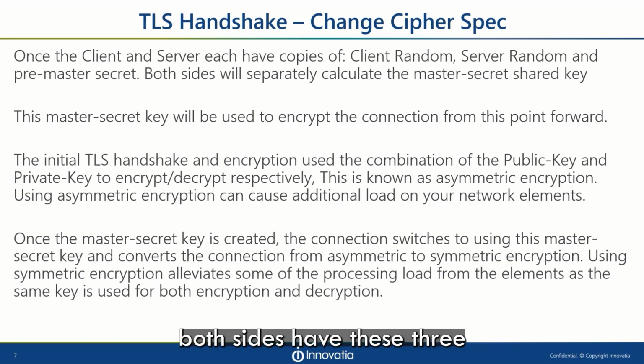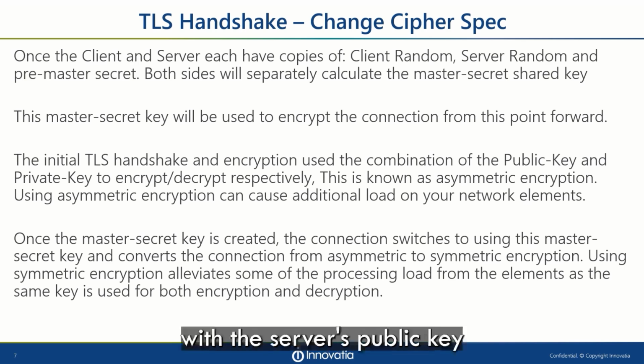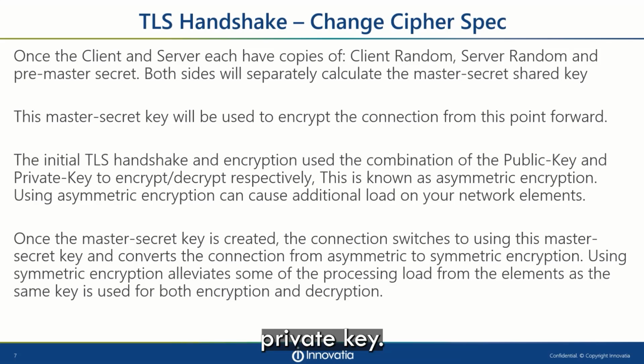Now that both sides have these 3 large random numbers, what they will do separately is utilize a series of complex mathematical algorithms, and they will separately generate the same master secret key. The reason this is being done is that up until this point in the connection, the only encrypted traffic that has been sent across is that pre-master secret, and it was encrypted with the server's public key and then decrypted with the server's private key.